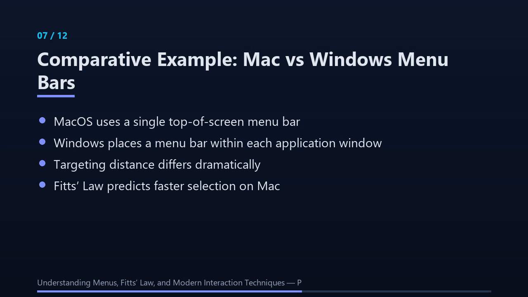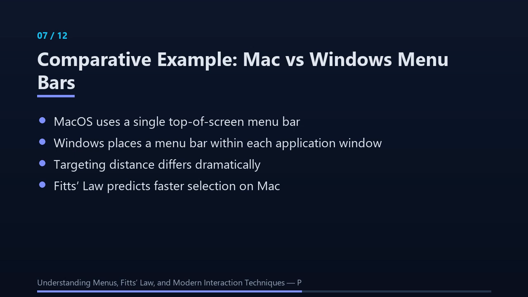In macOS, a single menu bar spans the top edge of the display, and it changes context depending on the active application. Because the top edge is an infinite target, users can move the cursor straight upward and click with minimal effort. Windows, on the other hand, embeds a separate menu bar inside each application window, typically near the top but not flush with the screen edge. This arrangement forces the cursor to travel a greater distance and land on a finite-sized target.